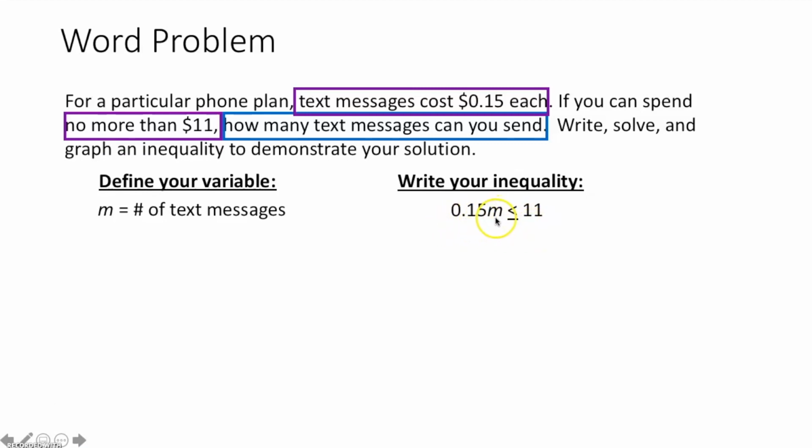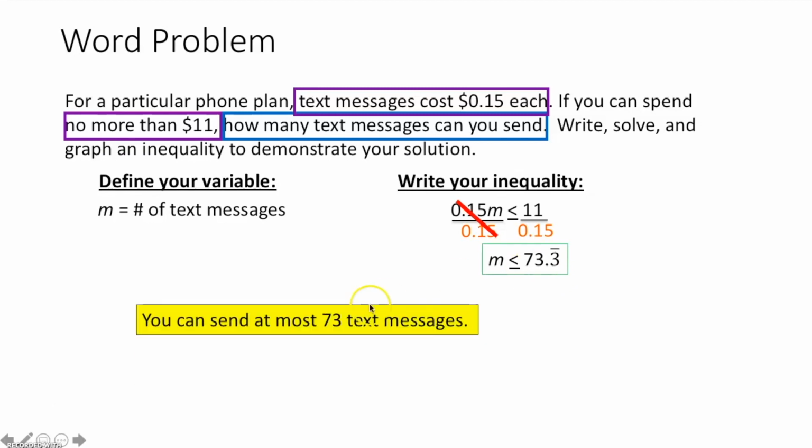Next, move my constants to the right. So since it's 0.15 times M, I do the opposite, the inverse. I divide by 0.15 on both sides. These cancel each other out, and I get M is less than or equal to 73.3 repeating. The question is, how many text messages can you send? So this is not your answer. You need to answer this question. How many text messages can you send? Well, it has to be less than or equal to 73 1/3. And since you can't send a third of a text message, that means that the most amount of text messages you can send would be 73.